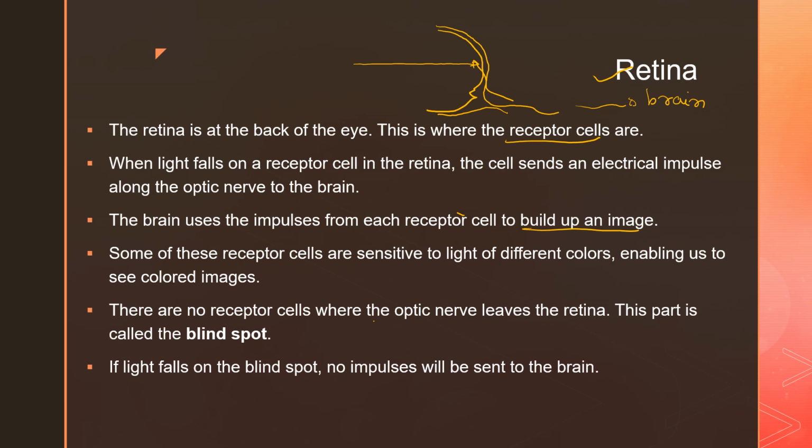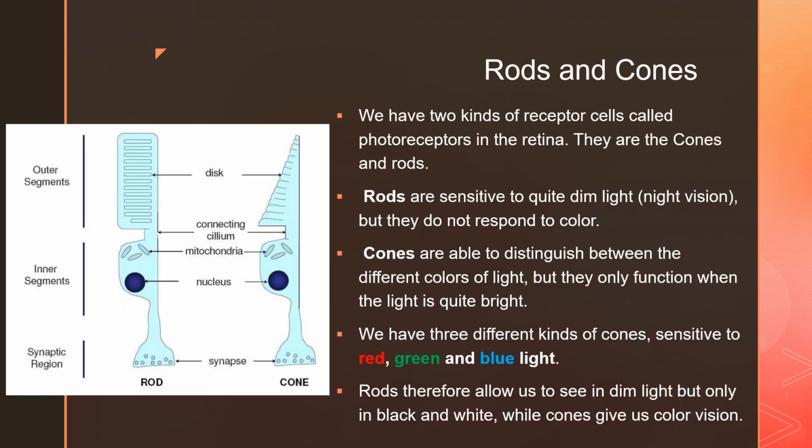There are no receptor cells where the optic nerve leaves the retina. This part is called the blind spot. It is called the blind spot because there are no receptor cells, so even if light falls onto it, an image would not be formed. That's why it's called the blind spot. If light falls on the blind spot, no impulse would be sent to the brain, hence no image will be built. Then we have rods and cones.